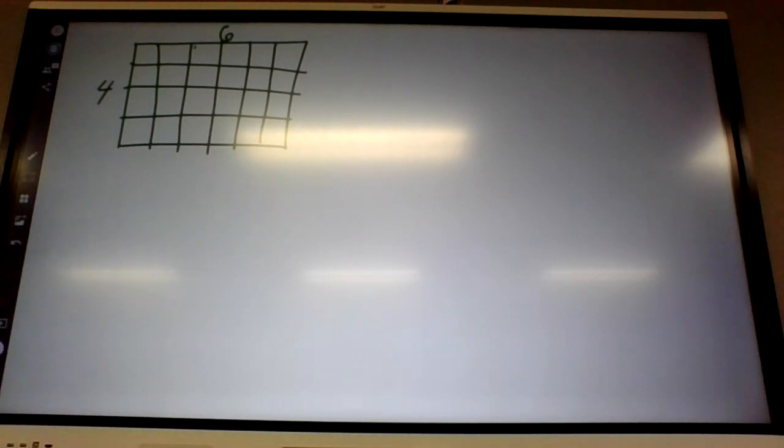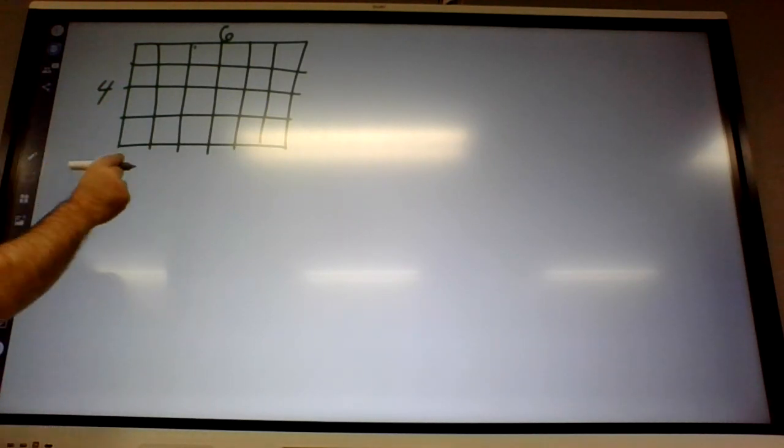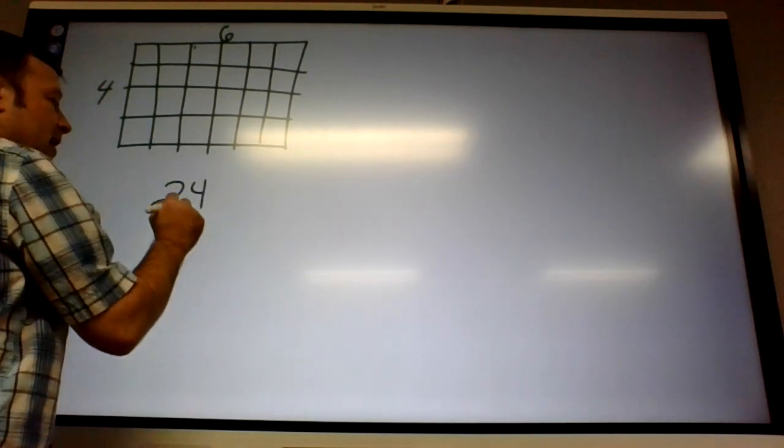4 times 6. Right. There's 4 rows and 6 in each row. Or you could say there's 6 columns, 4 in each column. It's just 4 sixes or 6 fours. So yeah, there's 24 city blocks.